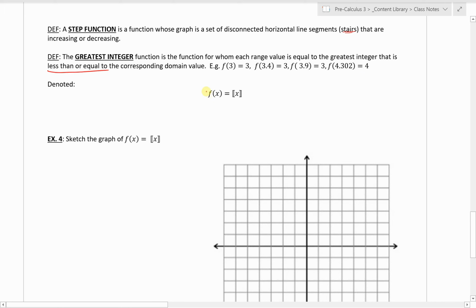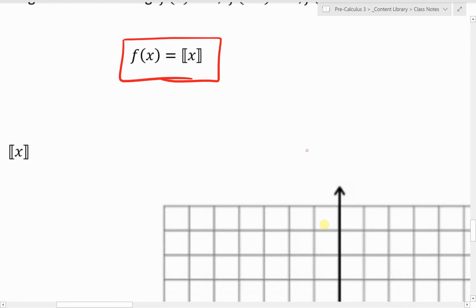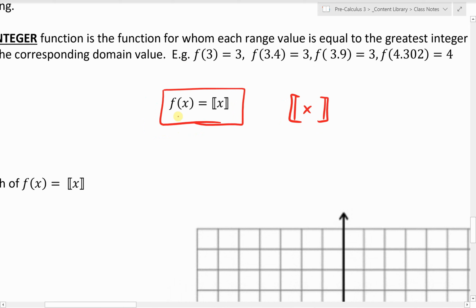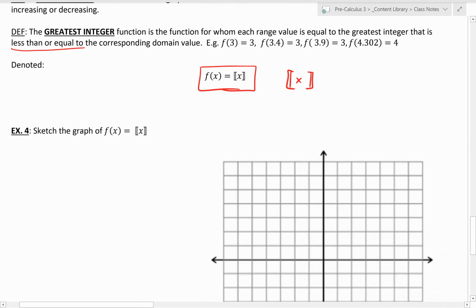But this function has a special notation. It's this square bracket on the sides, and these double lines are a specific aspect of it. You should draw it with these double lines when you do it by hand. That is the greatest integer function. It would be read as f is equal to the greatest integer that is less than or equal to x, or you could just say f is the greatest integer function.